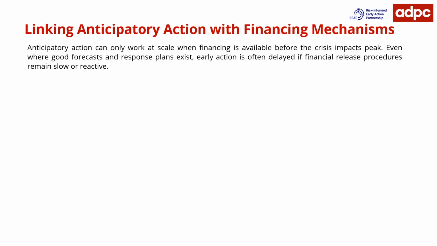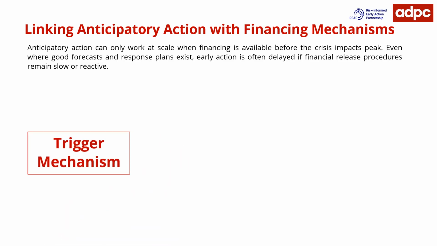Anticipatory action can only work at scale when financing is available before the crisis impacts peak. Even where good forecasts and response plans exist, early action is often delayed if financial release procedures remain slow or reactive. The trigger mechanism works in 3 linked steps.